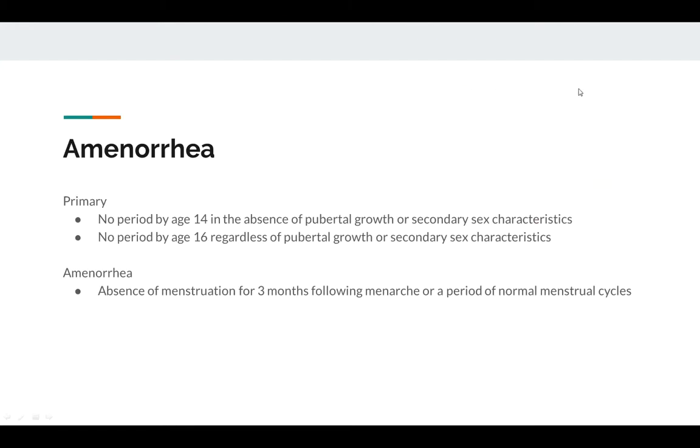Okay. So moving forward, we're going to talk briefly about amenorrhea. Amenorrhea is divided into primary or secondary amenorrhea. I'm sorry, this should say secondary, and I'll fix that when I post the slides. So primary amenorrhea is any time that a girl has not had a period by the age of 14 and is also not developing secondary sex characteristics, or if they do develop secondary sex characteristics but still have no period by the age of 16. Secondary amenorrhea is when there is no period for at least 3 months after the time of menarche or after the establishment of normal cycles.